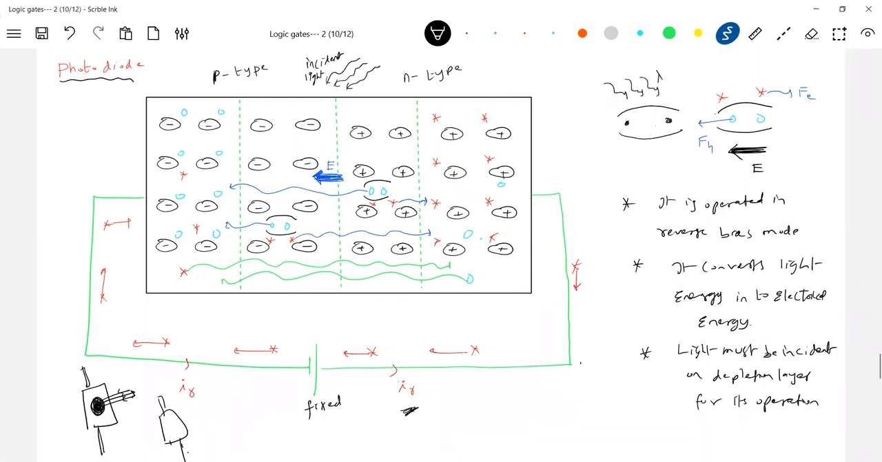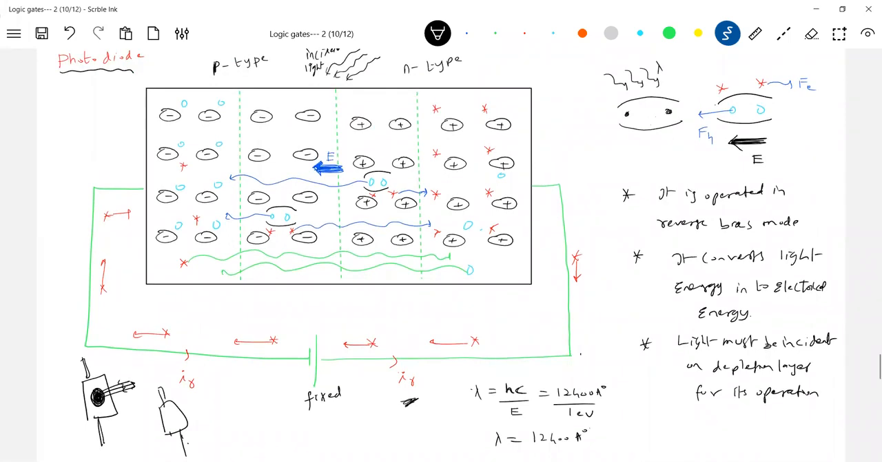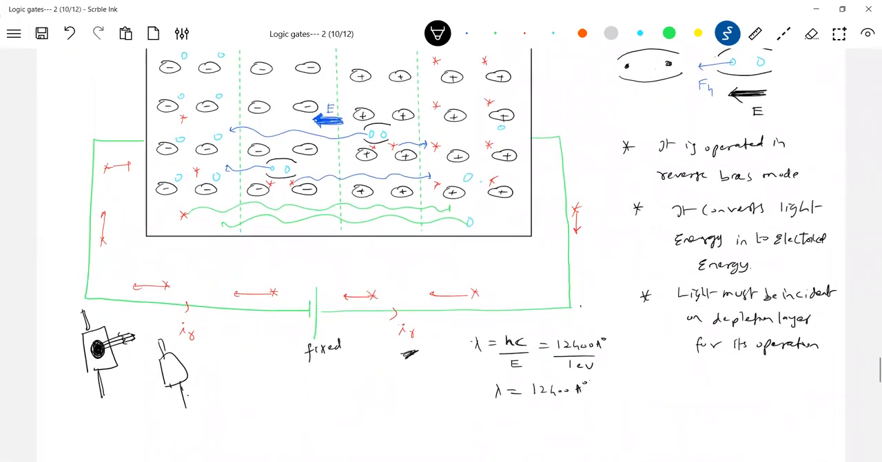Now, shall we put any conditions? Any light? No, go back. E equals hc by lambda. What is the energy band gap of semiconductors? About 1 electron volt. So lambda will be 12,400 angstroms. So what should be the condition? For the incident light to make the photodiode work, what should the wavelength be, greater than or less than? The band gap of the semiconductor is 1 electron volt. If a photon comes with energy less than this, what will it do?